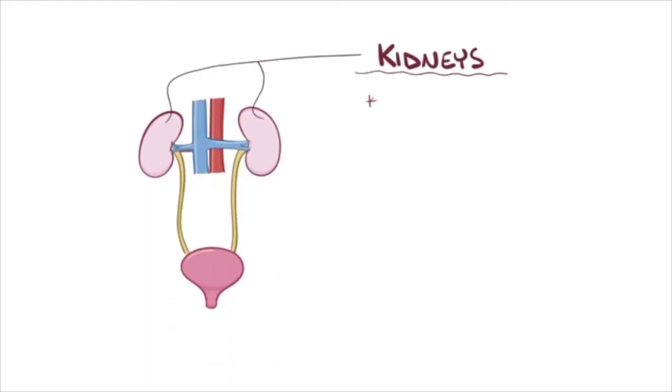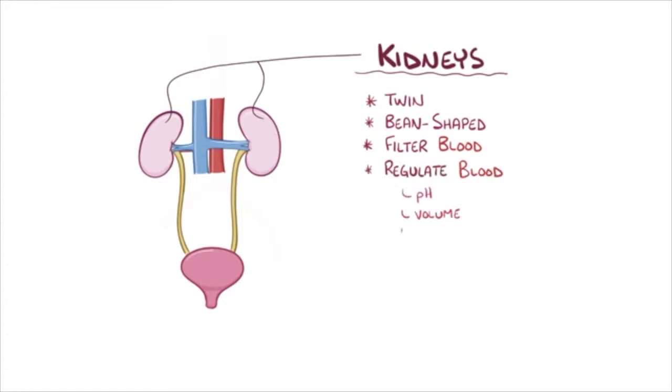The workhorses of the urinary system are the kidneys, which are the twin bean-shaped organs in your body that clear harmful substances by filtering your blood. They're like a water purification plant that helps clean the drinking water for a city. They also regulate blood pH, volume, pressure, osmolality, as well as produce hormones.